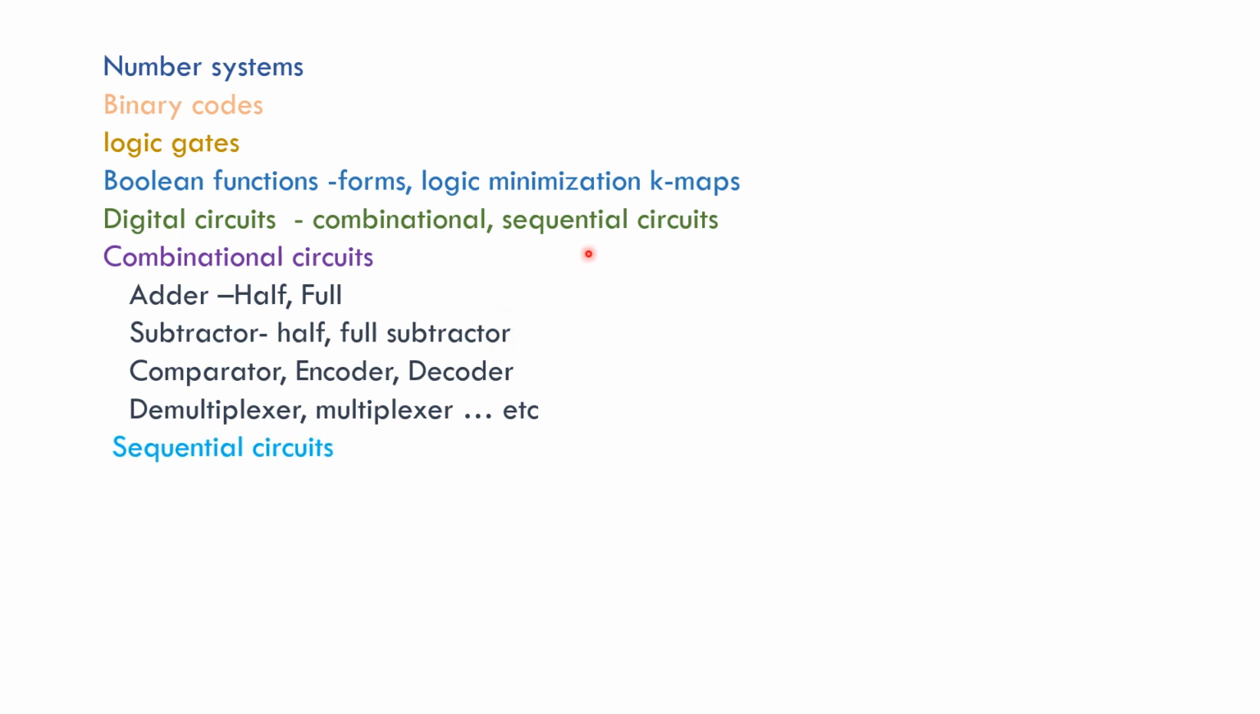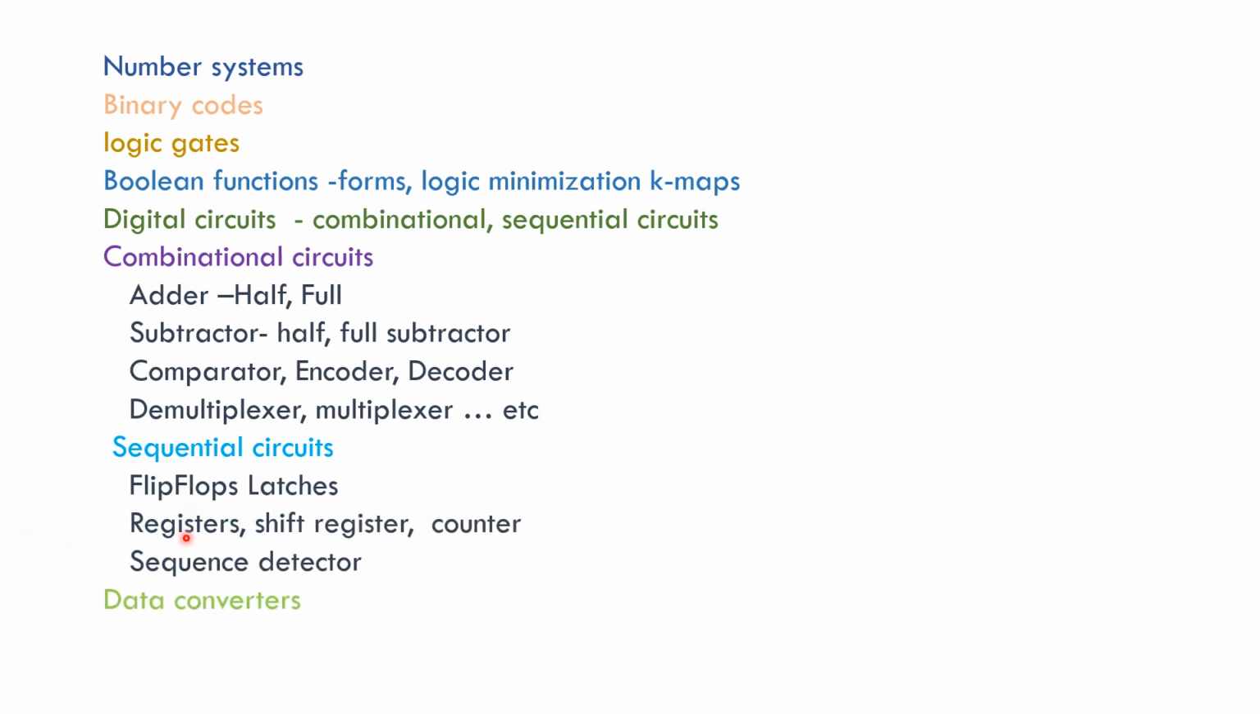In the sequential circuits, we have flip-flops and latches, and in these flip-flops we have RS, JK, T, and D flip-flops. And in the sequential circuits, we have registers, shift registers, counters, sequence detector, sequence generator, and data converters. As we discussed, we need data converters to communicate with analog, like ADCs and DACs. So with this, we'll understand how a digital electronic system is designed and operated. So let's keep it simple till here. I hope you understand all the points that we discussed in this video.